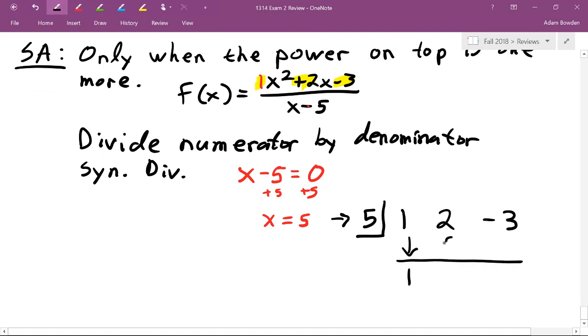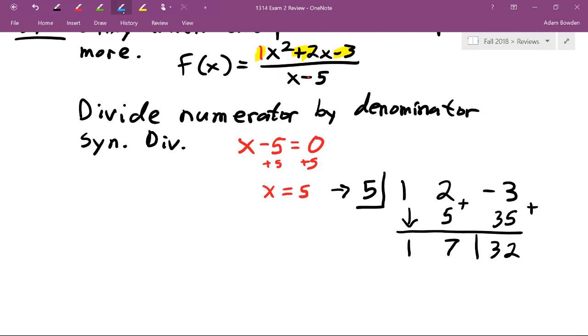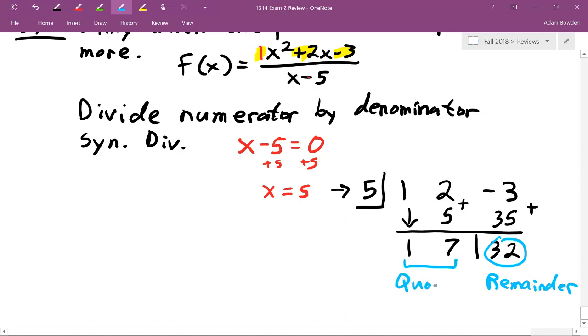Drop down the 1. 1 times 5 is 5. 5 plus 2 is 7. 5 times 7 is 35. And add that together, and we have a 32. Now this is our remainder here at the end. And these two numbers here represent the quotient.